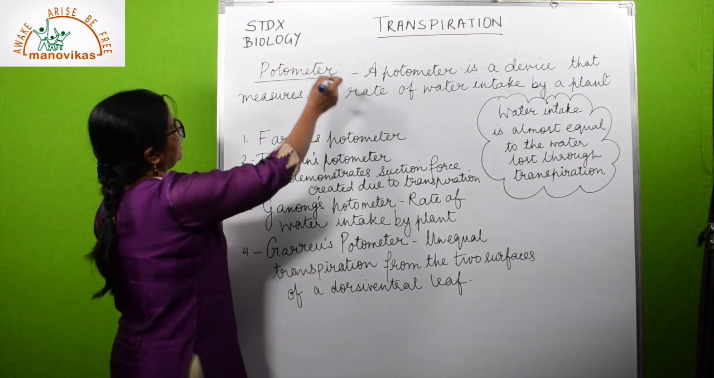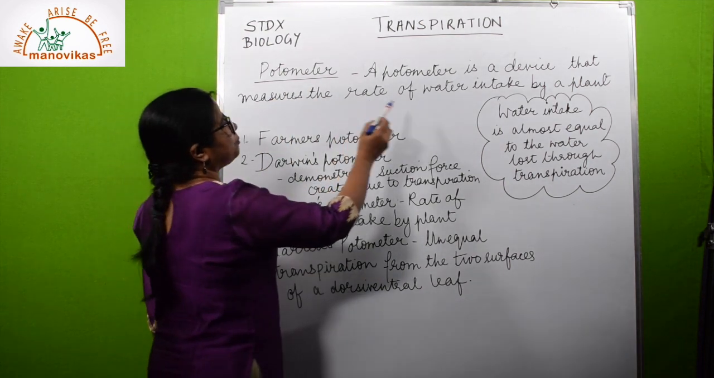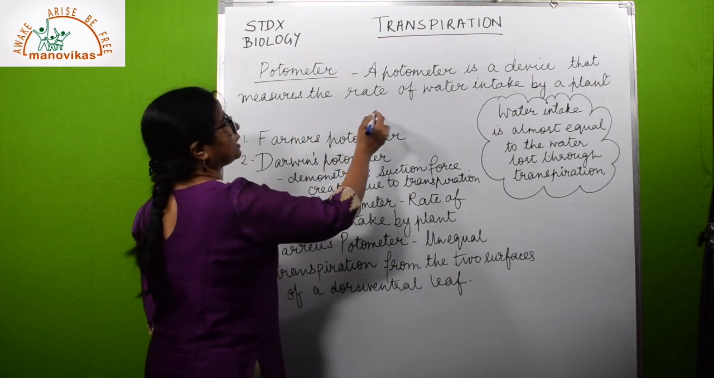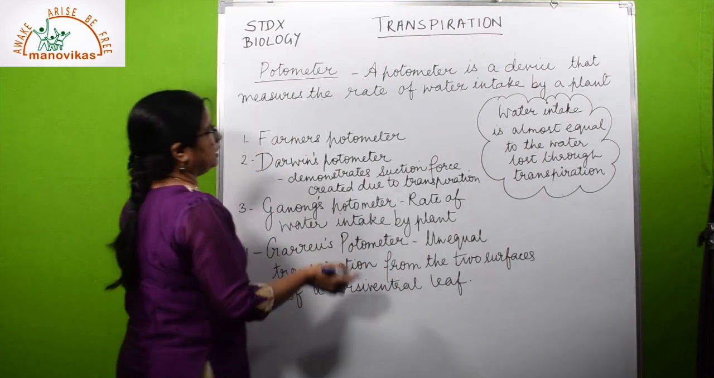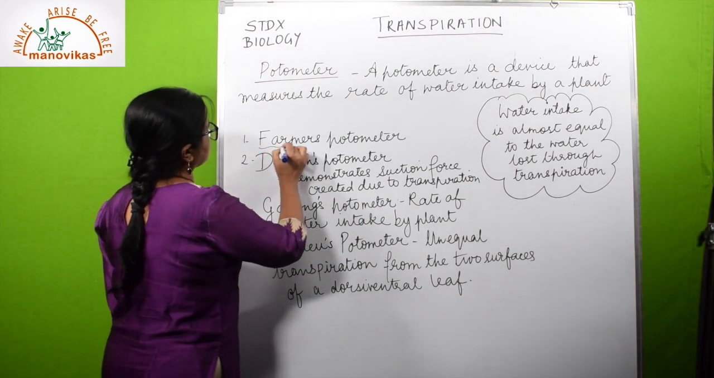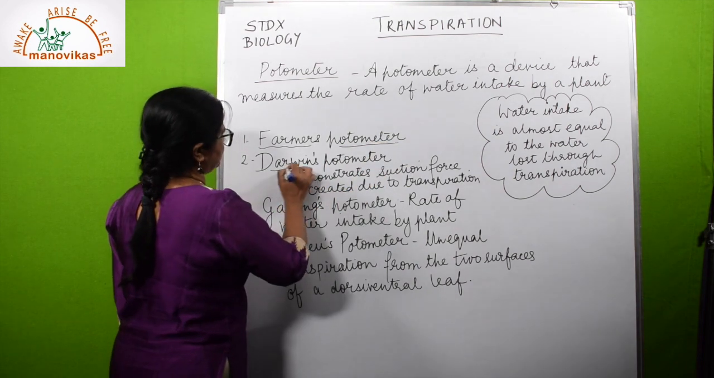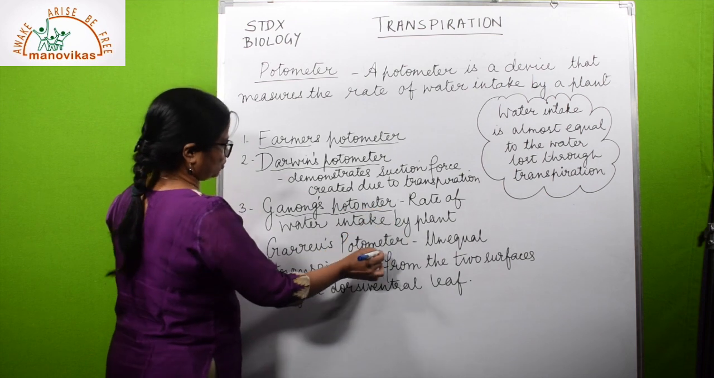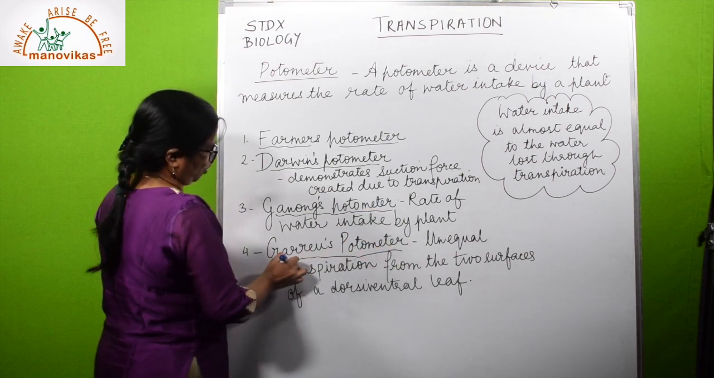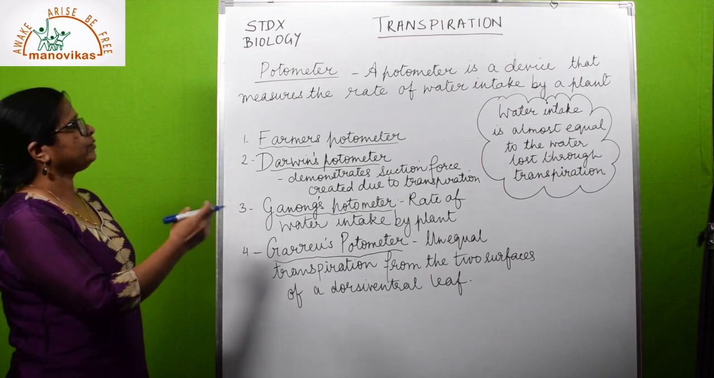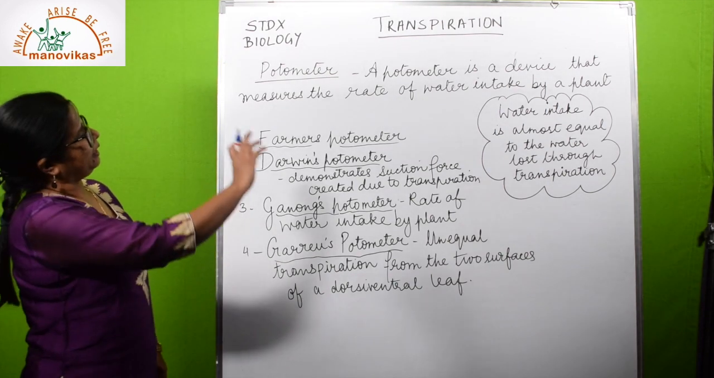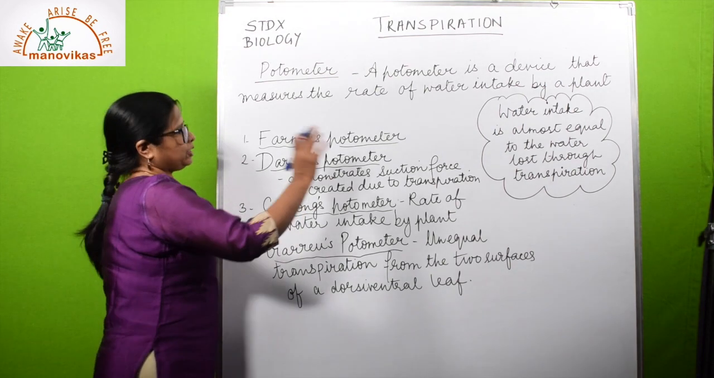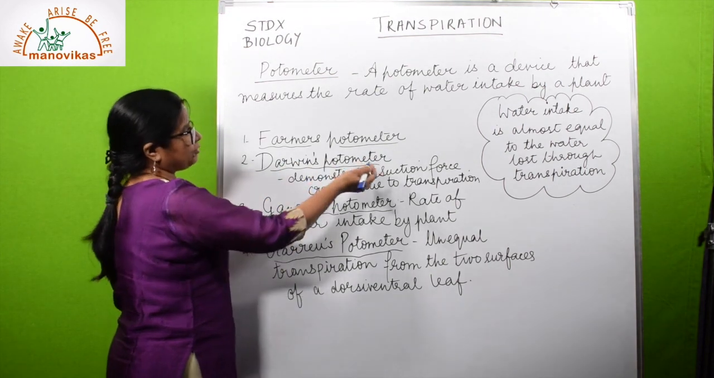First let us understand what a potometer is. A potometer is a device, a little apparatus, that measures the rate of water intake by a plant. Over the years, many researchers and scientists developed various kinds of potometers, and they were made for fulfilling different objectives. They wanted to test transpiration in various ways, measure it in various ways, and compare it. So we have Farmer's potometer, Darwin's potometer.